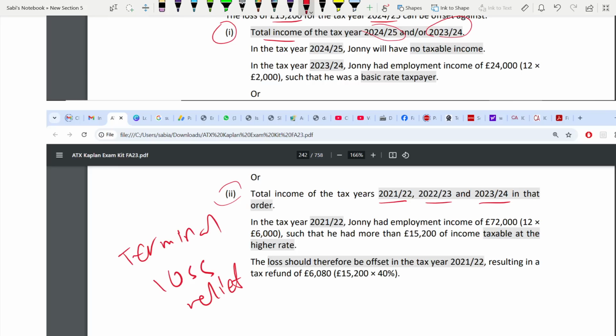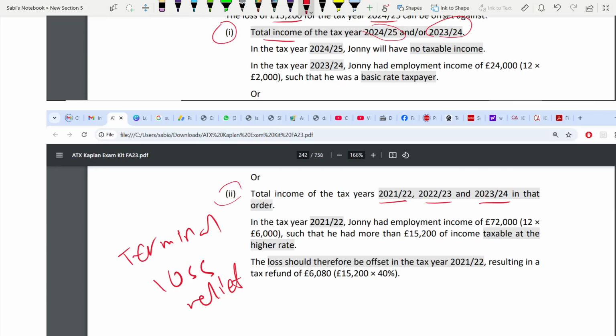So we'll have to check both methods. In your exam conditions, you have to check both methods because you have to decide which is most tax efficient. You have to compare. Why? The examiner did not tell you. In the case study, the requirement did not tell you which method. If they had told you relief against total income, there would be no option. But here there is an option.